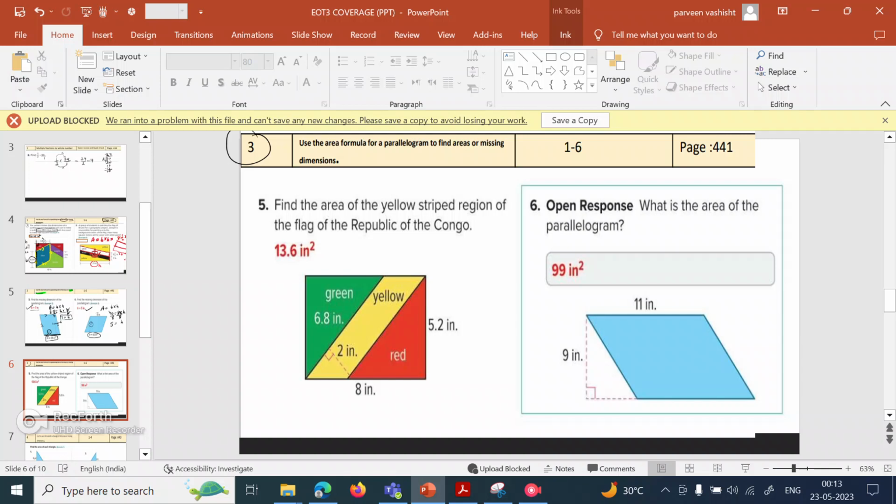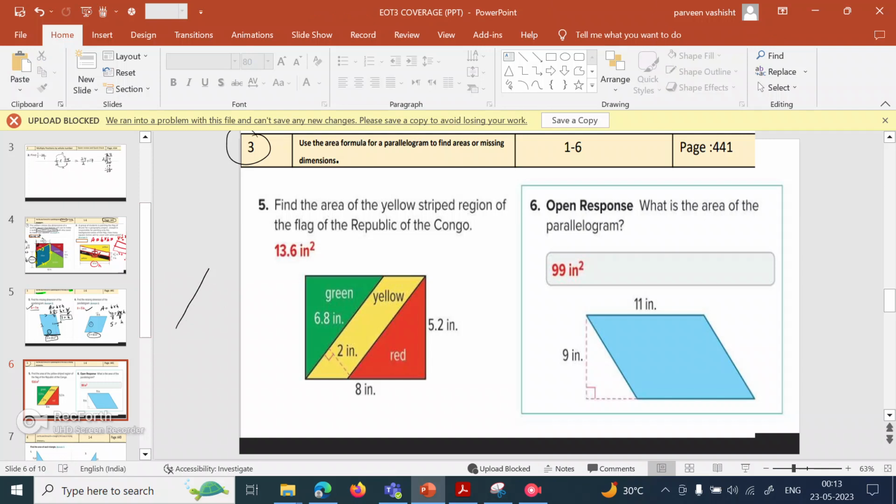Find the area of the yellow striped region of the flag of the Republic of Congo. Go to the yellow region, my dear children. So you can make the yellow region separately like this in the form of a parallelogram. Okay, this is a parallelogram. So how much is this given to you? Suppose I will make this parallelogram like this. This parallelogram is like this. So this 90-degree angle means this will become height and this will become your base.